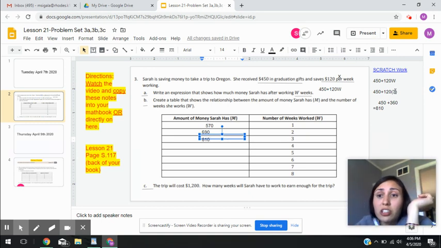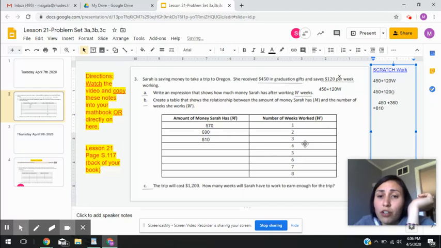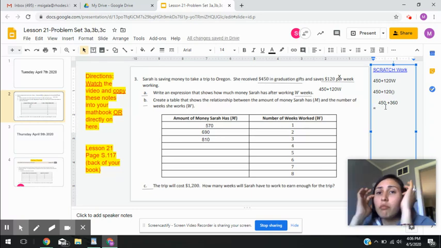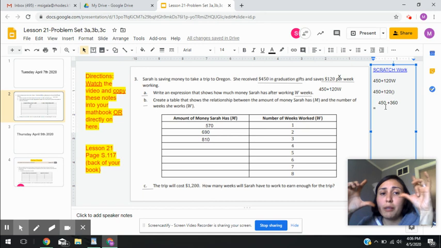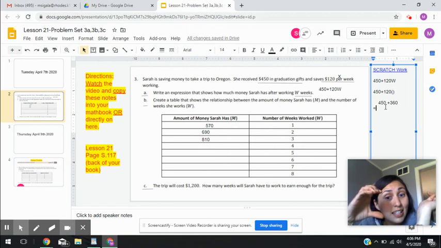Okay, your job, for partner practice, is to finish the rest of the table. Remember, you're just changing this number for whatever number they're asking you for. You are multiplying these two to get this number. And 450 is always going to stay the same. Your answer will change. Okay, so have at it. Partner practice is to finish 3B, which is the table, and then see if you can answer question C. So 3B and 3C, and then turn it in.